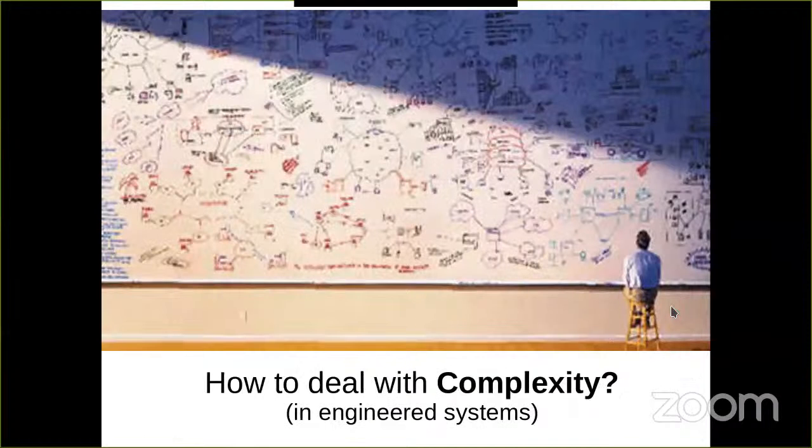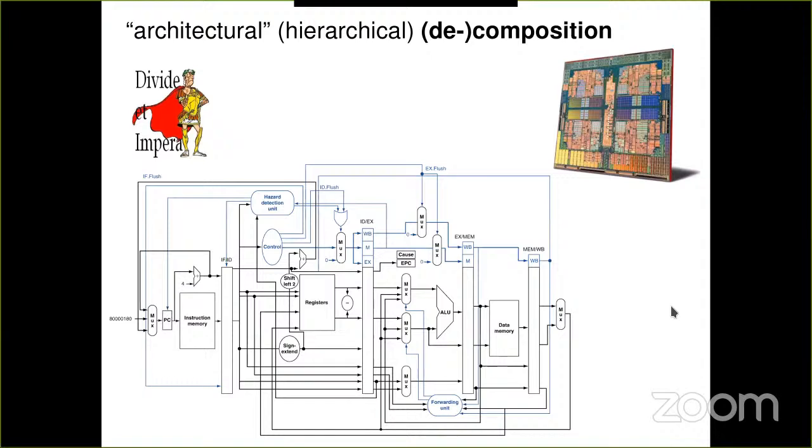Okay, how do we deal with complexity? Well, the obvious one is hierarchical decomposition or composition. And you will notice from time to time, you will see Julius Caesar here. Julius Caesar was a big fan of divide and rule.